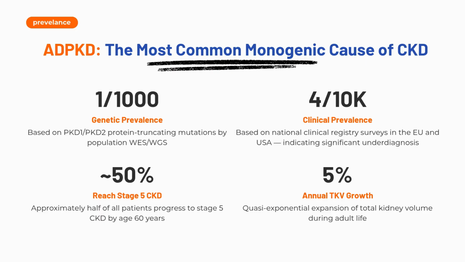Another key concept is disease progression over time. Total kidney volume, TKV, increases by about 5% per year. And this growth is almost exponential during adult life. This is why early risk stratification is so important. So when you put this together, ADPKD is common, underdiagnosed, and progressive, and that's exactly why it deserves early recognition and structured follow-up.